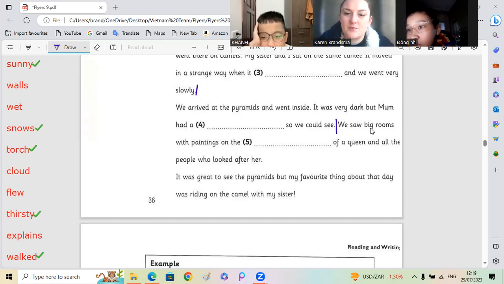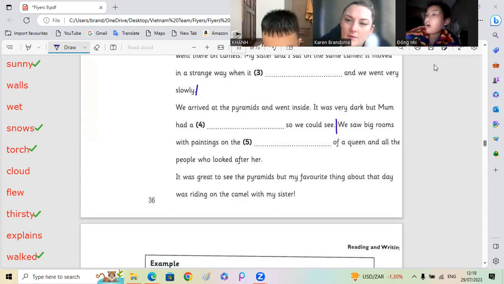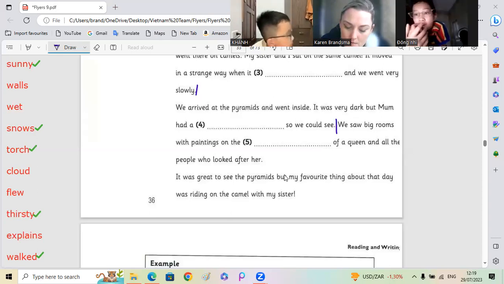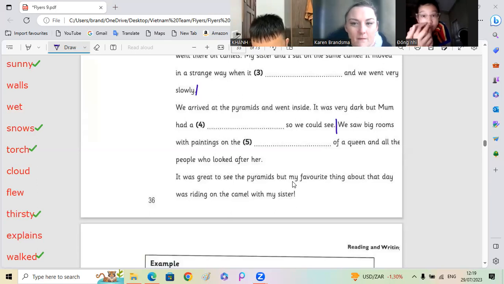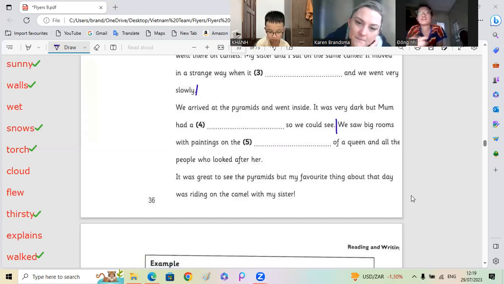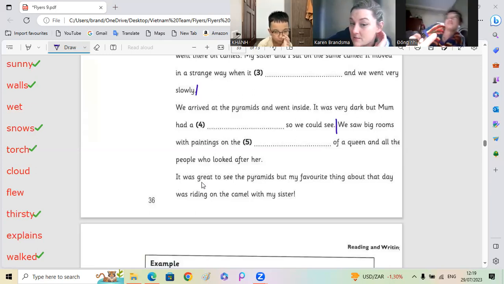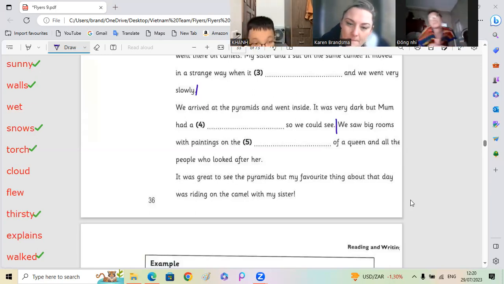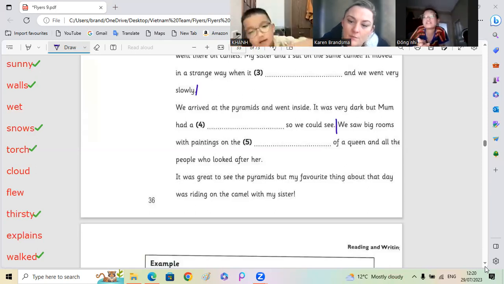We saw big rooms with paintings on the floor and the wall of a queen and all the people who looked after her. It was great to see the pyramids, but my favorite thing about that day was riding on the camel with my sister.